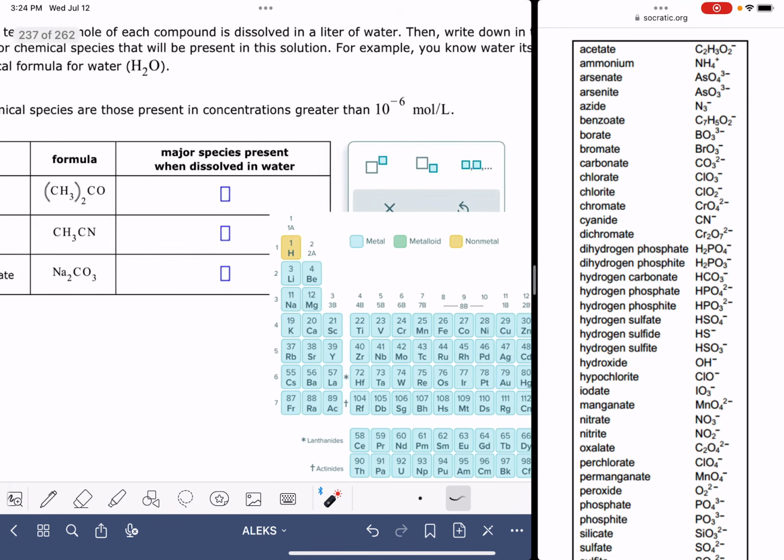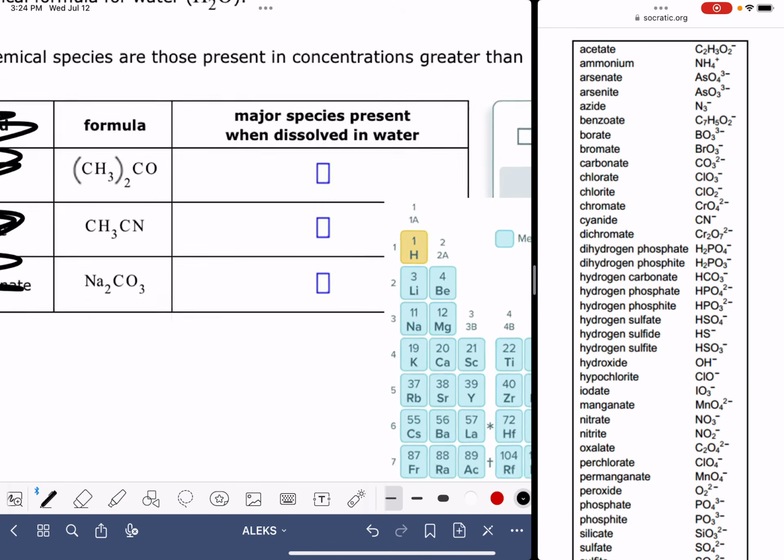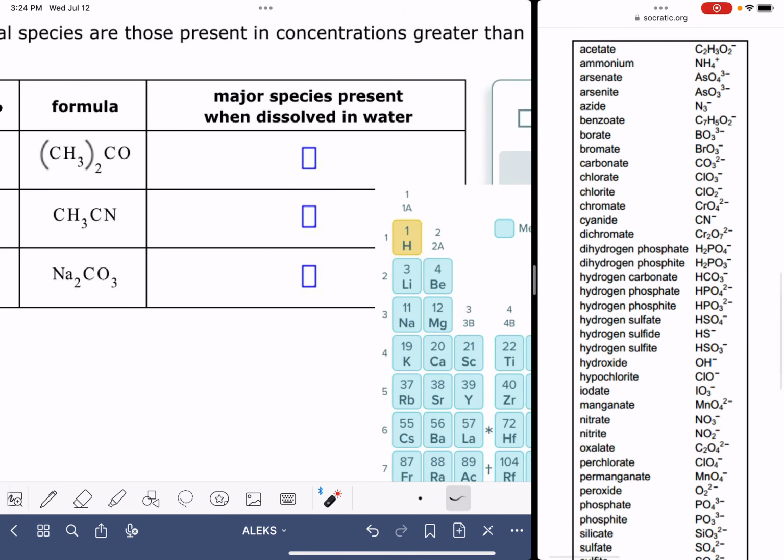It's really nice. So for this problem, we've been given the names and formulas of 3 compounds, and honestly, the names are not important to us at all. We don't need to pay attention to that. And it's telling us that all 3 of these compounds are soluble in water, meaning that they will dissolve in water. It wants us to identify what are the major species present when the substance dissolves in water.